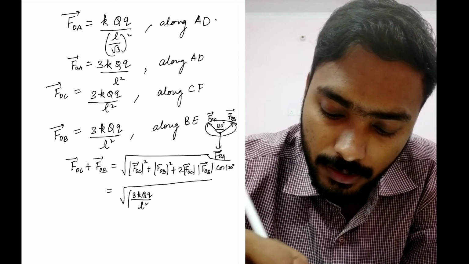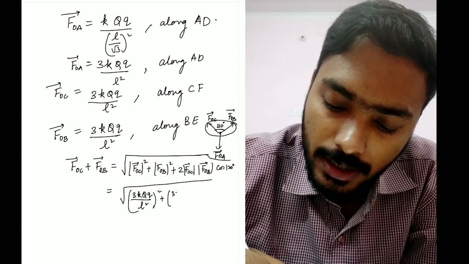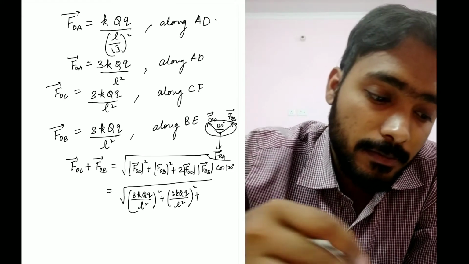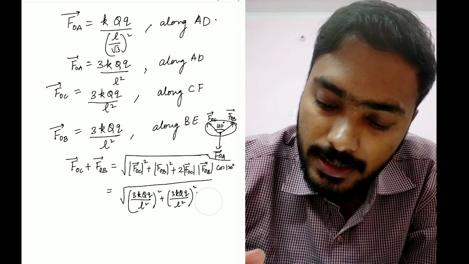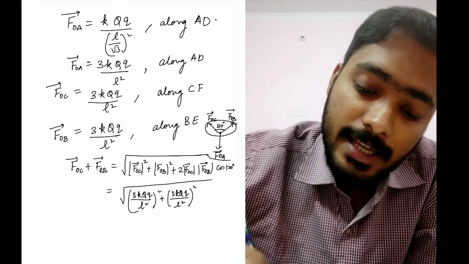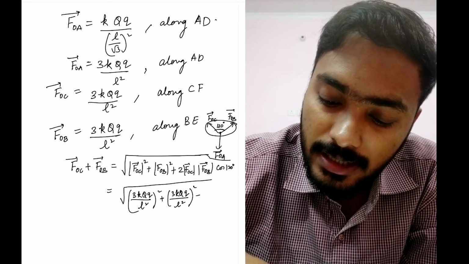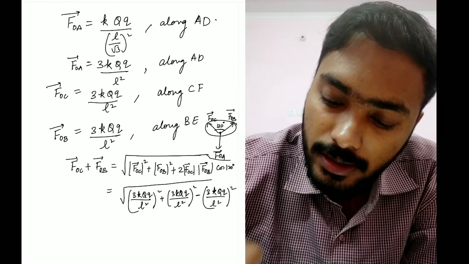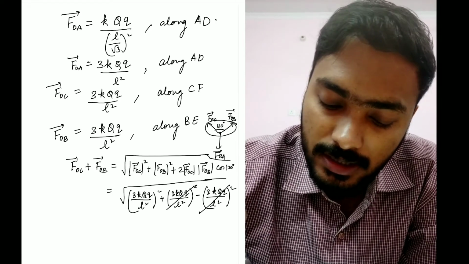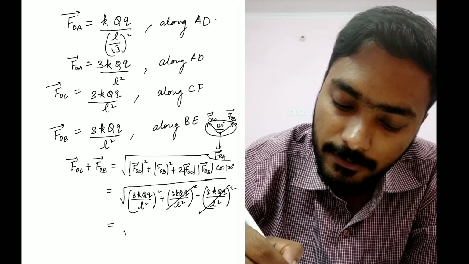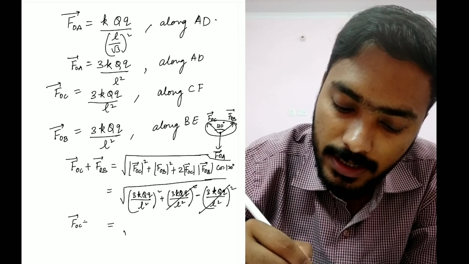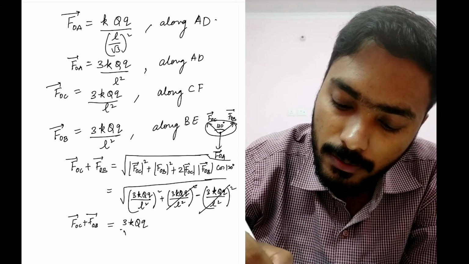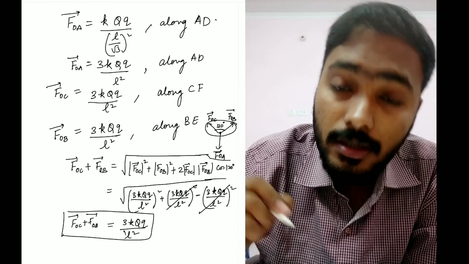So I can just simply write over here (3kQq by L square) whole square plus (3kQq by L square) whole square, plus, actually it will be minus half, so minus 2, and the 2 will cancel out, and this will be minus of (3kQq upon L square) whole square, right? You can clearly see this will cancel out with this one, and the final answer for FOC plus FOB will be 3kQq upon L square, right? The same answer you will get.